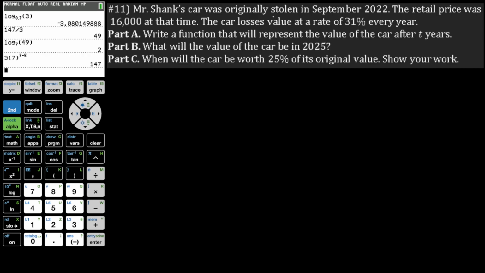Show your work. So we've got a couple parts of this, so let's break it apart one step at a time. I'm going to do part A first. Before I do that, let me copy and paste, in case I need a new one. Okay. So anytime we have these rate problems, this is going to be exponential growth or decay.